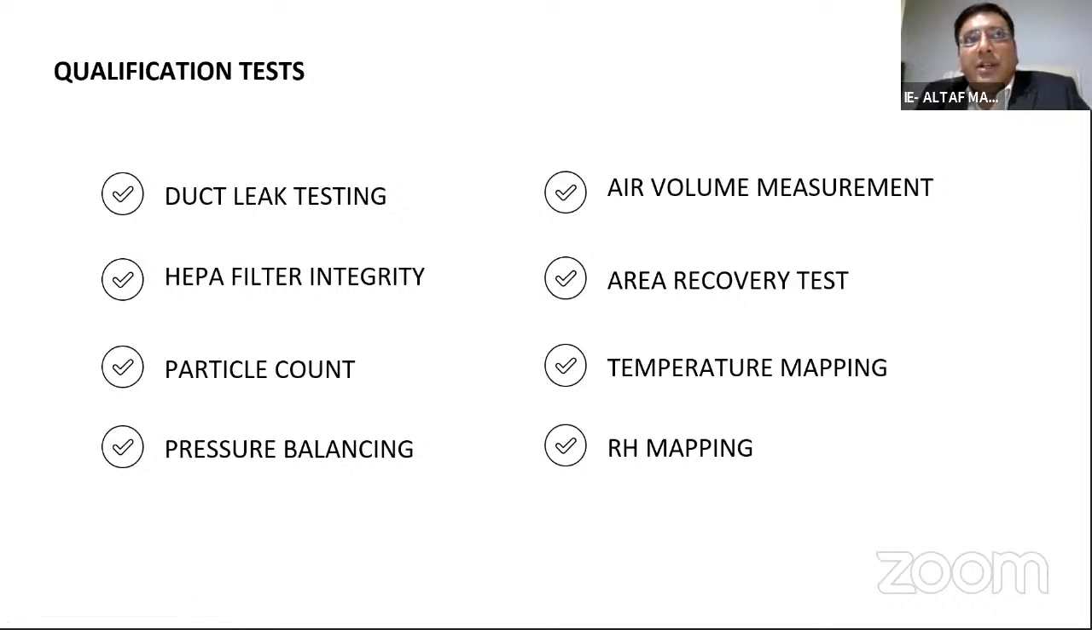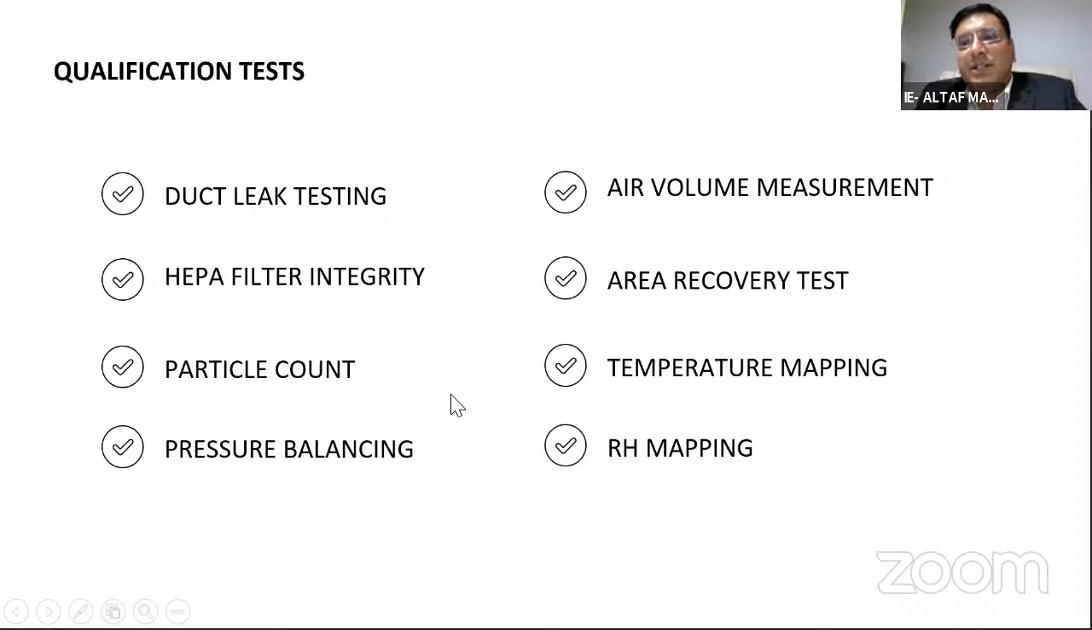Generally, we design at 25 to 30 air changes per hour to achieve the particle count in case of class D for OSD plants, and in case of injectable plants, 60 to 90 air changes per hour, based on the clean room construction of the walls and ceilings, to achieve class B and class A along with the laminar airflow units.